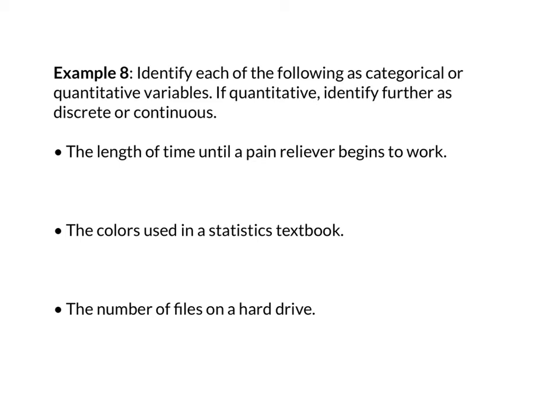Let's take a look at an example. Identify each of the following as categorical or quantitative variables. If quantitative, identify further as discrete or continuous. The first example, the length of time until a pain reliever begins to work. Well, length of time is numerical, so we know it's quantitative. And length of time can be on an interval and therefore is continuous.